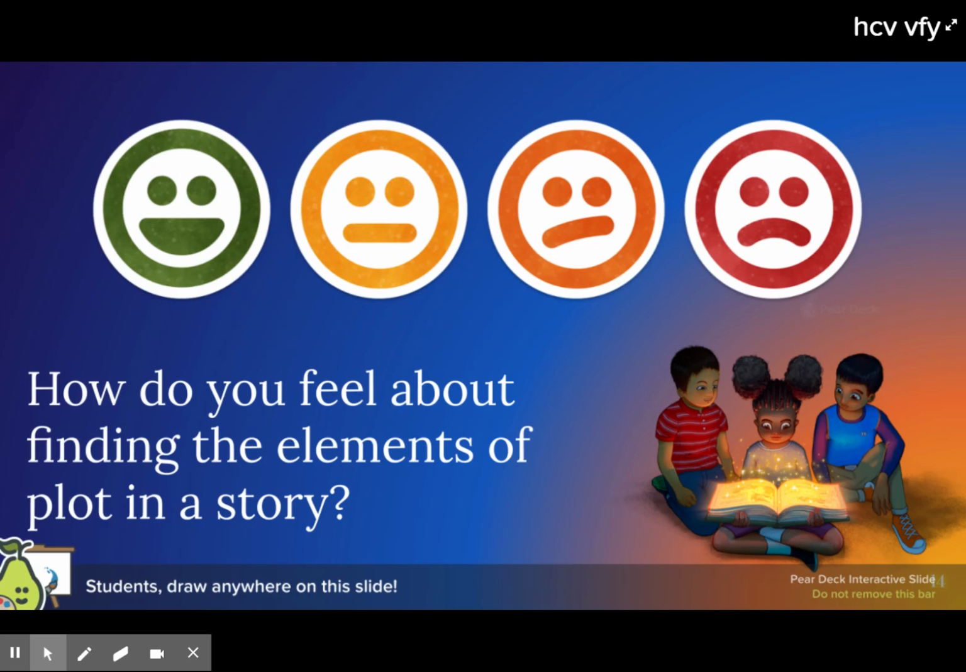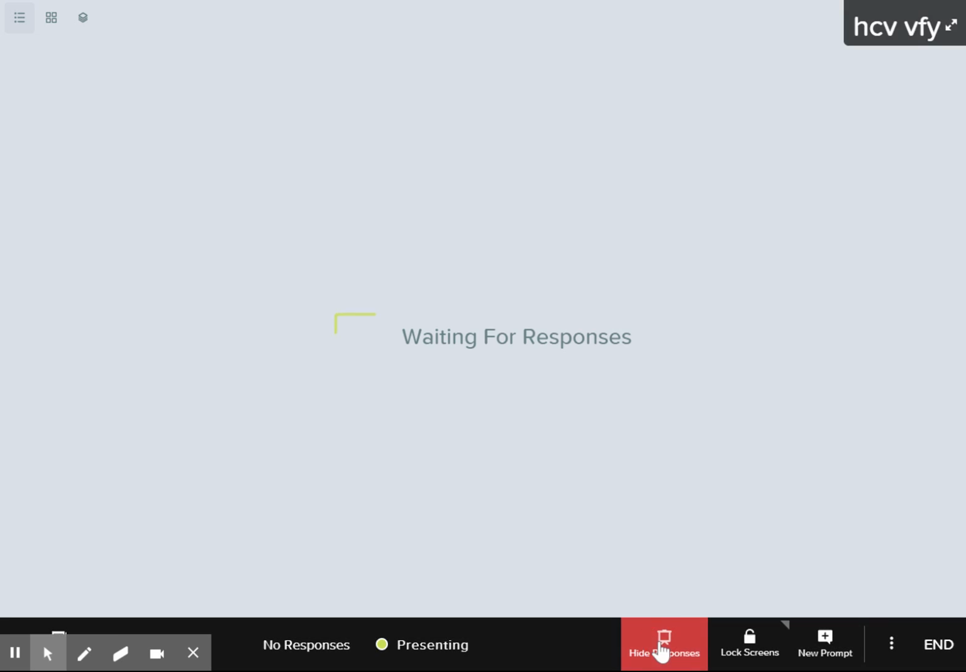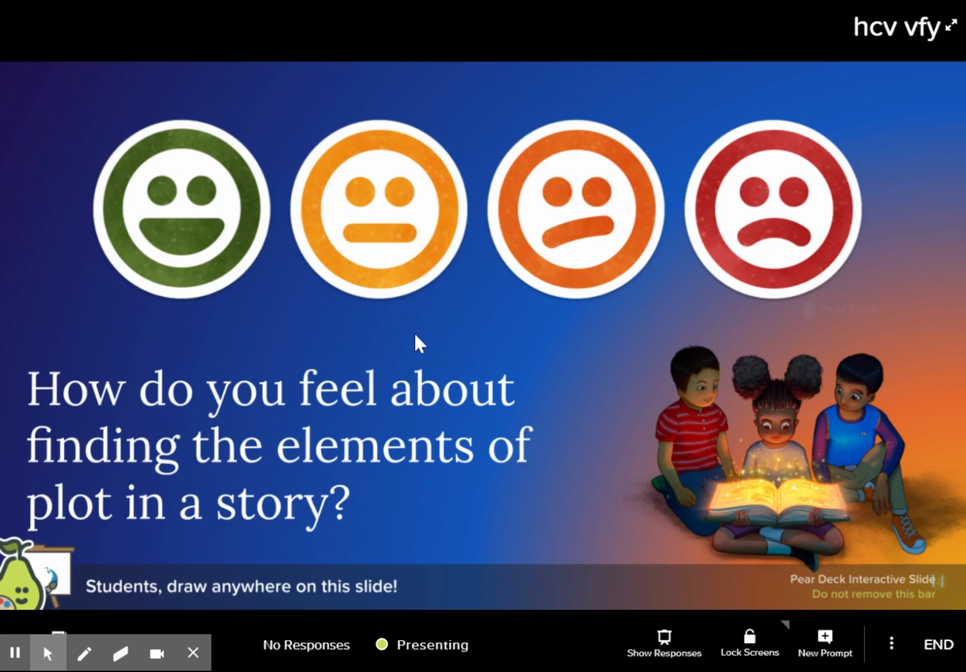And once again, it will show responses. This one will show a picture of their slide and what they are circling so you can see where they're at. Any of those that have the draw anywhere type of response will show an actual picture of the student's screen.